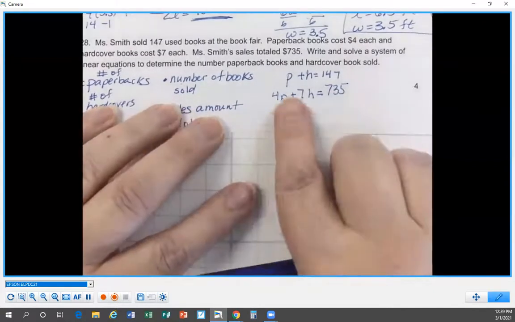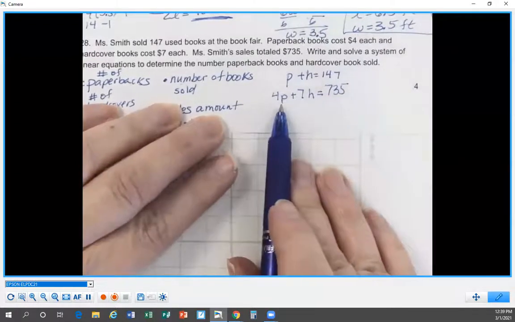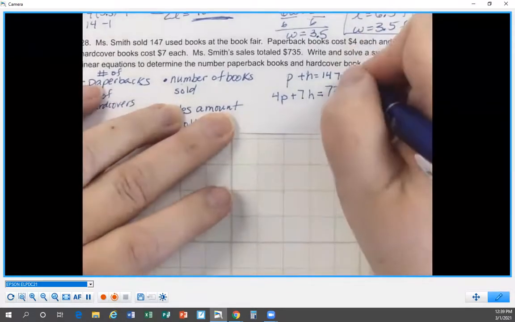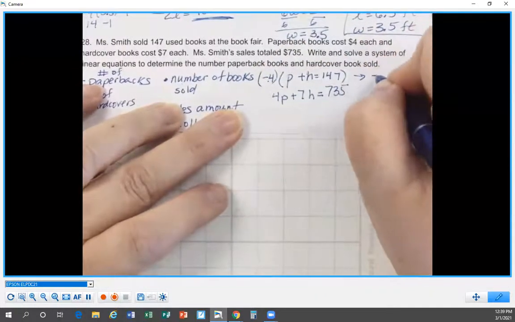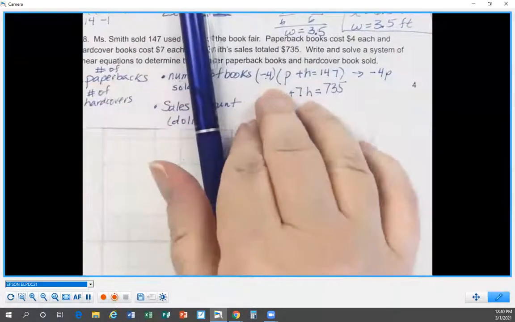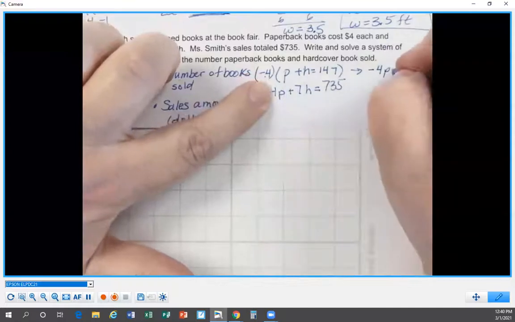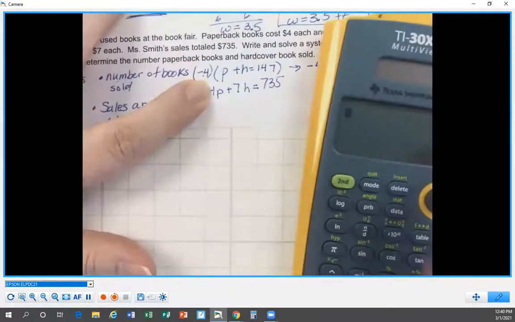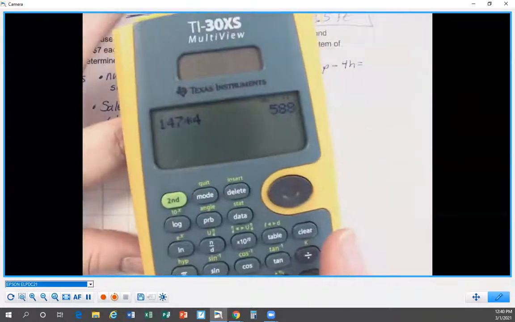So we can decide how we want to solve these two equations. They're both in standard form. I'm going to go ahead and use elimination. The bottom, I'm going to cancel out the p's. The bottom equation already has a 4p, so I'm going to take my top equation and multiply it by -4. So -4 times p is -4p. I'm just going to white this number out so it doesn't confuse anything or get in the way. -4 times p minus -4 times h, so -4h equals, and we have 147 times the -4, that's going to give us -588.